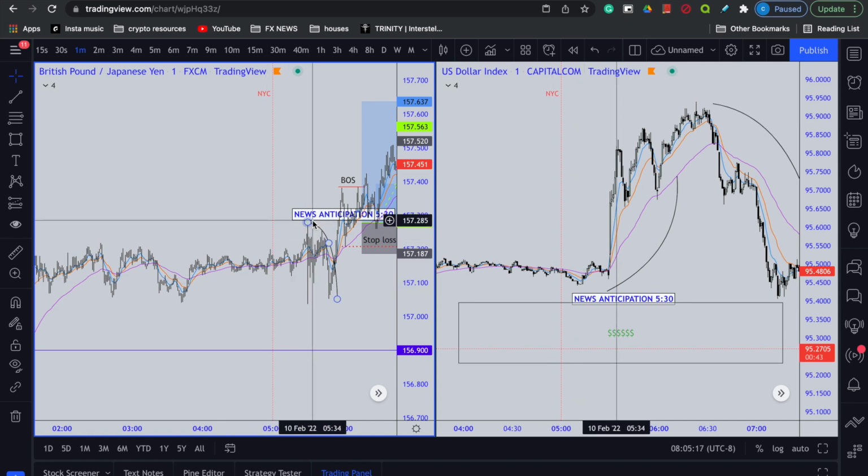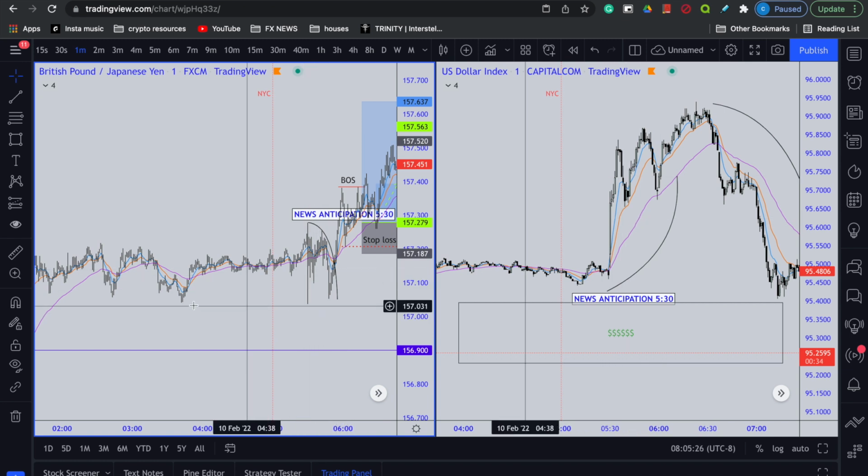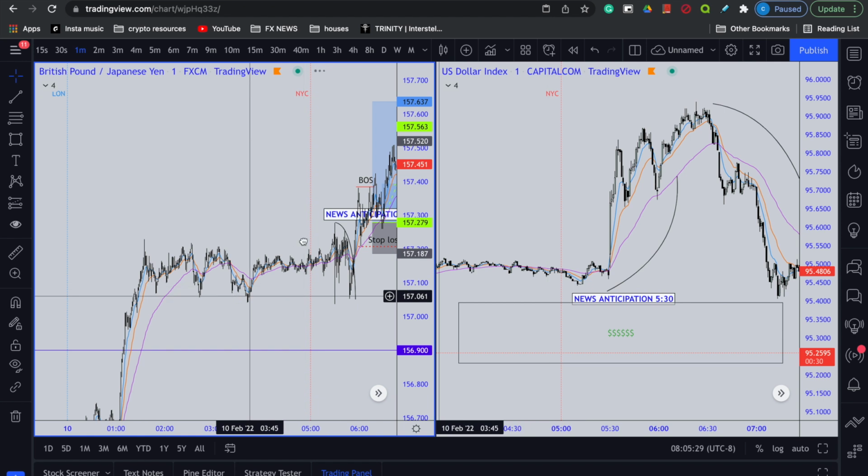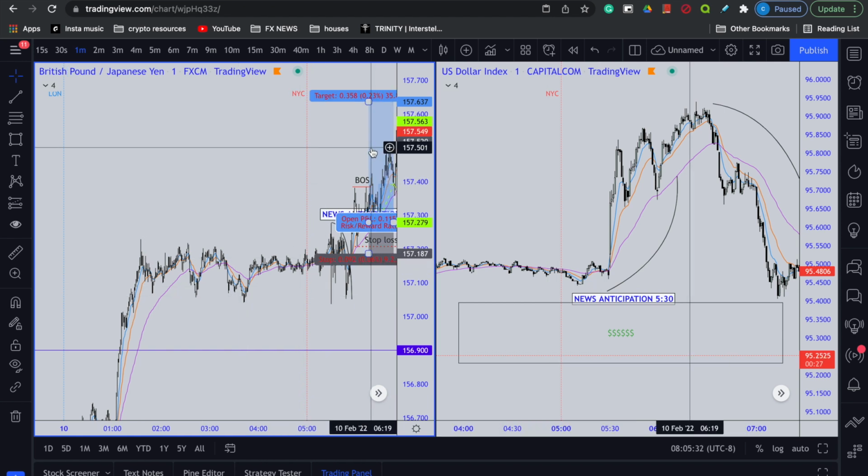Okay, the market makers utilize this news pump, the anticipation from people selling GBP JPY and buying the United States dollar, to liquidate early buy positions beneath these lows here. And then they reverse the market. Now I'm going to dive into detail with that in a second, but same here.